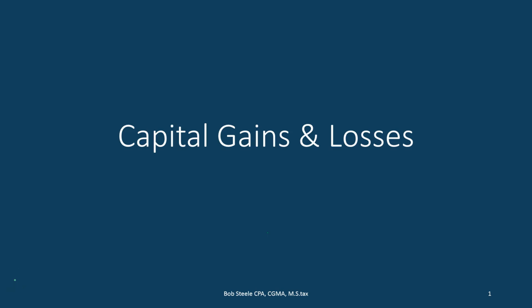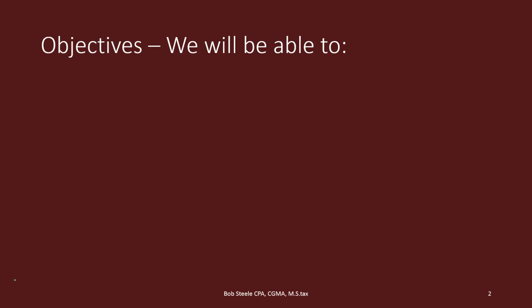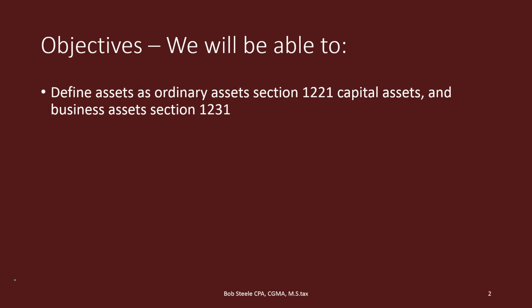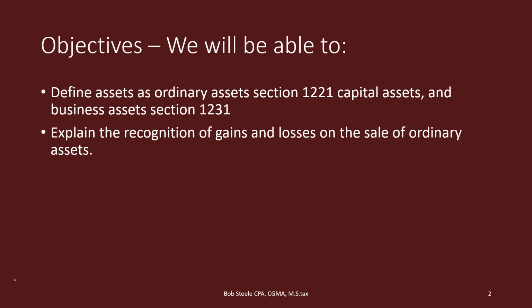In this video we will be talking about capital gains and losses. The objectives will be, at the end of this, we will be able to describe assets as ordinary assets, section 1221 capital assets, and business assets, section 1231.